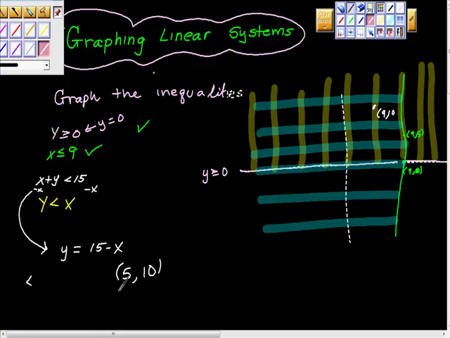Maybe I'll take, how about 0? So let's say x is 0. So I'll take that in and I'll do this again. I said x was going to be 0. So if x is 0, what's y? 15 minus 0 is 15. So y is 15.